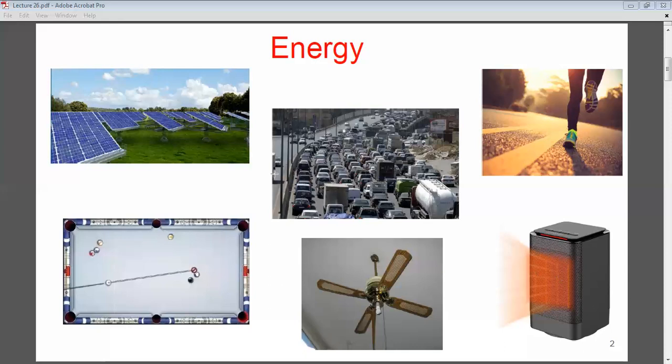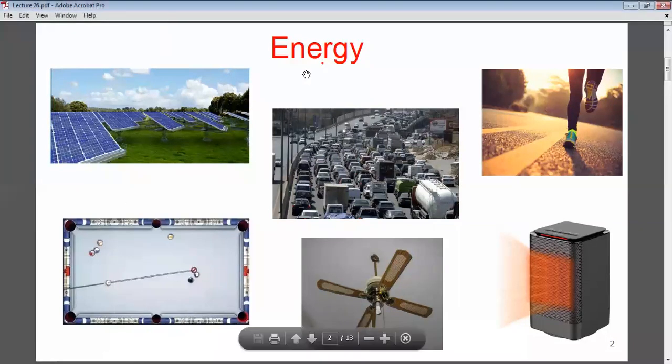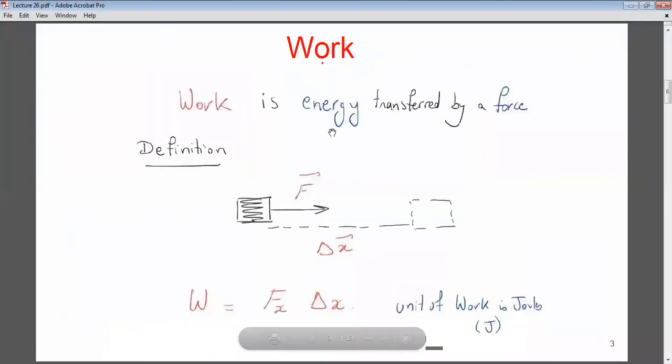Okay. In this lesson, we are not actually interested in all of these energies. We are mainly interested in mechanical energy. So we will be focusing on situations like this billiards, where we are changing mechanical energy into mechanical energy. And in this lesson, we will learn that mechanical energy itself is divided into certain types of energy. Before I continue, we will start by defining work.